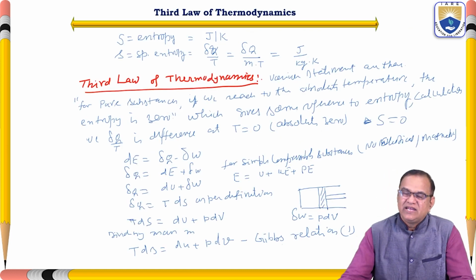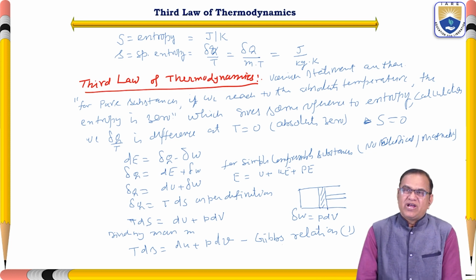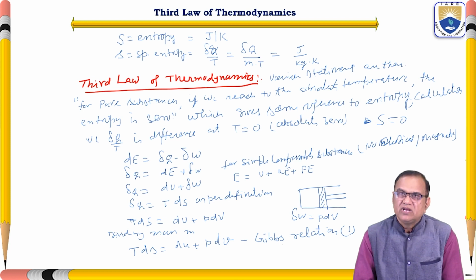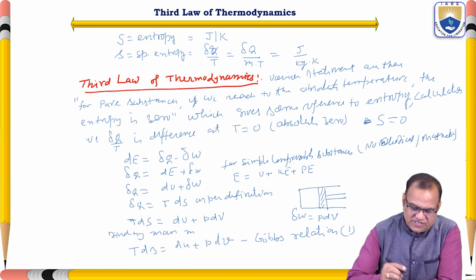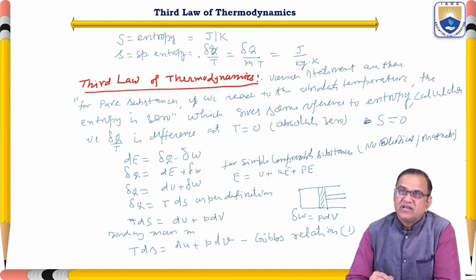Now the third law of thermodynamics. So here first we will see S is entropy, it is joule per Kelvin. When we say small s, it is specific entropy, that is small q by T, or here del Q by T into m, or joule per kg Kelvin. So this is specific entropy.